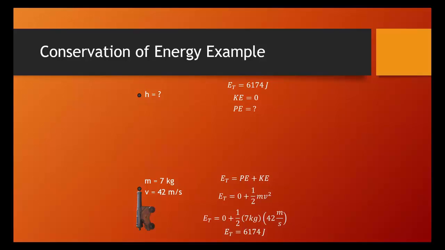Okay, how much potential energy do we have? Well, we don't know. Let's take a look at the equation for total energy. If we have 6,174 joules of total energy, and we have 0 kinetic energy, then all of the energy is in the form of potential. Now we can go ahead and calculate the height.